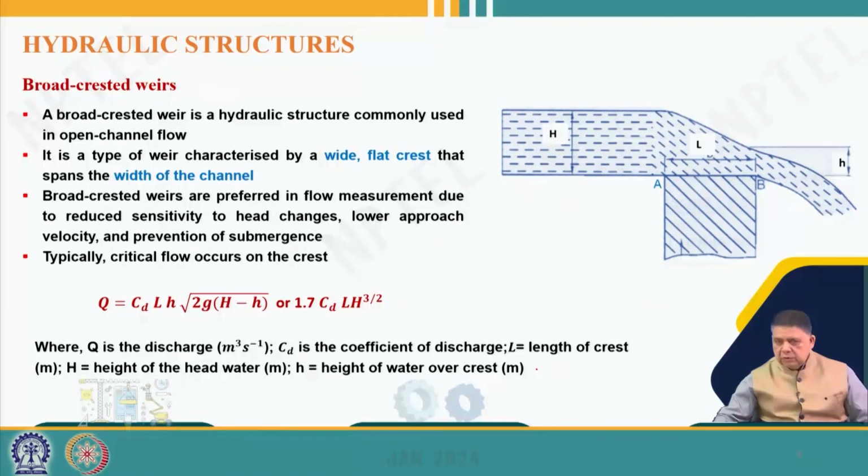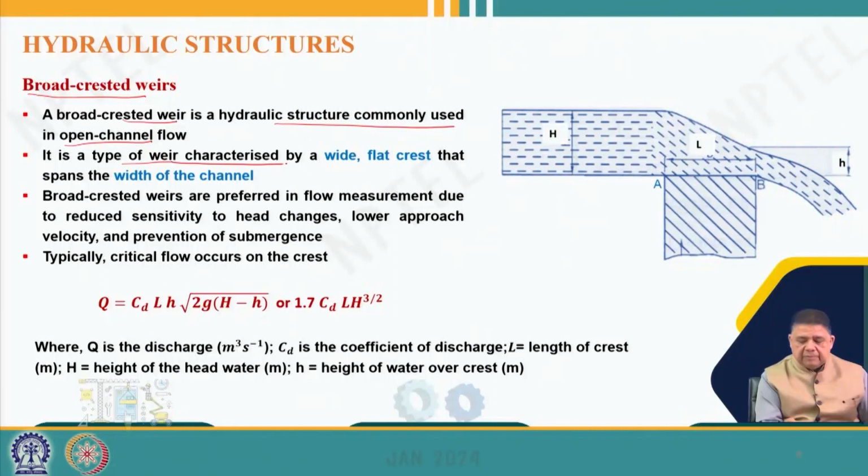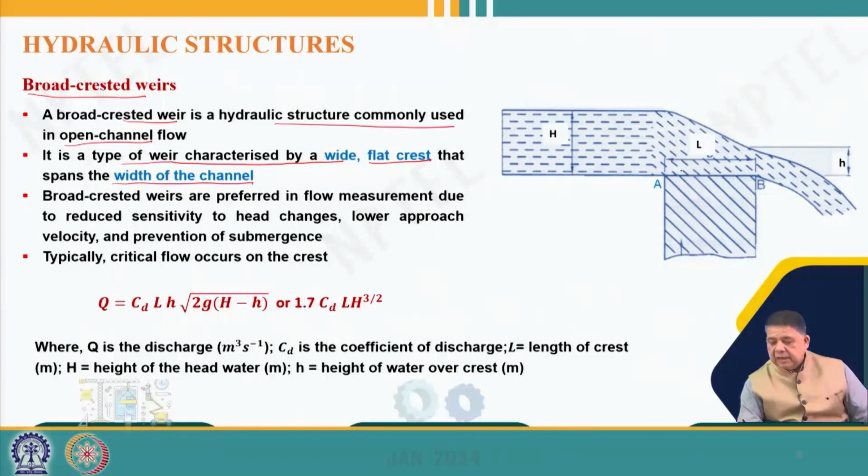Then we come to flumes, we first go to broad-crested weirs. From thin plate weirs we go to broad-crested weirs, and a broad-crested weir is a hydraulic structure commonly used in open channel flow, and it is a type of weir characterized by a wide flat crest that spans the width of the channel. As you can see here, this is the crest, AB, and a broad-crested weir is simply put in the channel and it spans the width of the channel, that means its width is the same as the width of the channel.